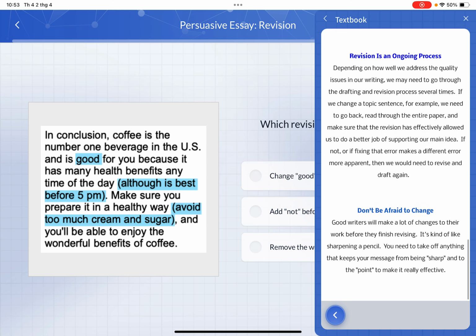It's kind of like sharpening a pencil. You need to take off anything that keeps your message from being sharp and to the point to make it really effective. So don't be afraid to make changes. If it is wrong and not clear, then you just have to revise it again and write it down. Just make a little change. It's not a big deal. So don't be afraid to make changes.